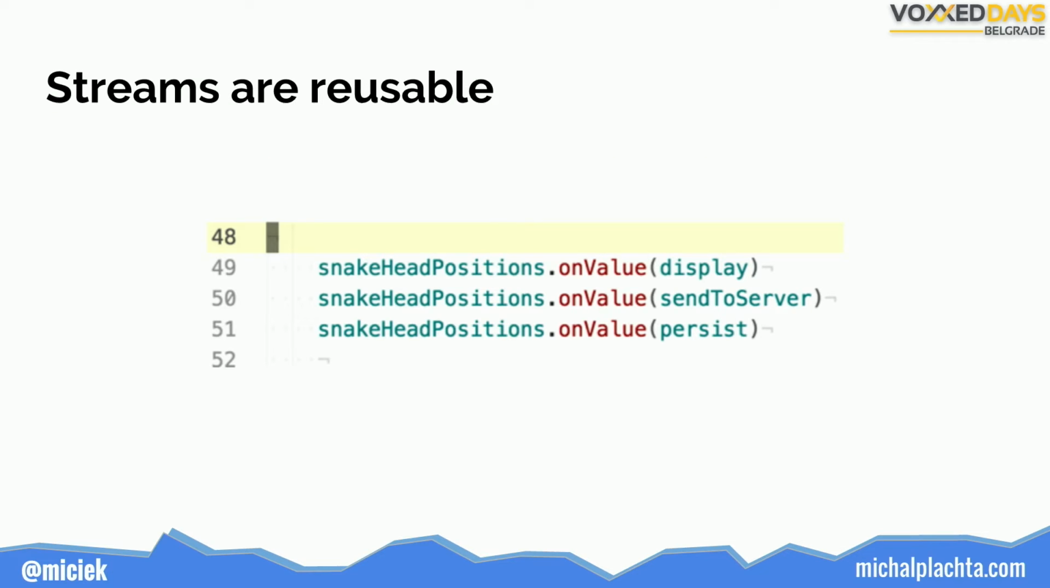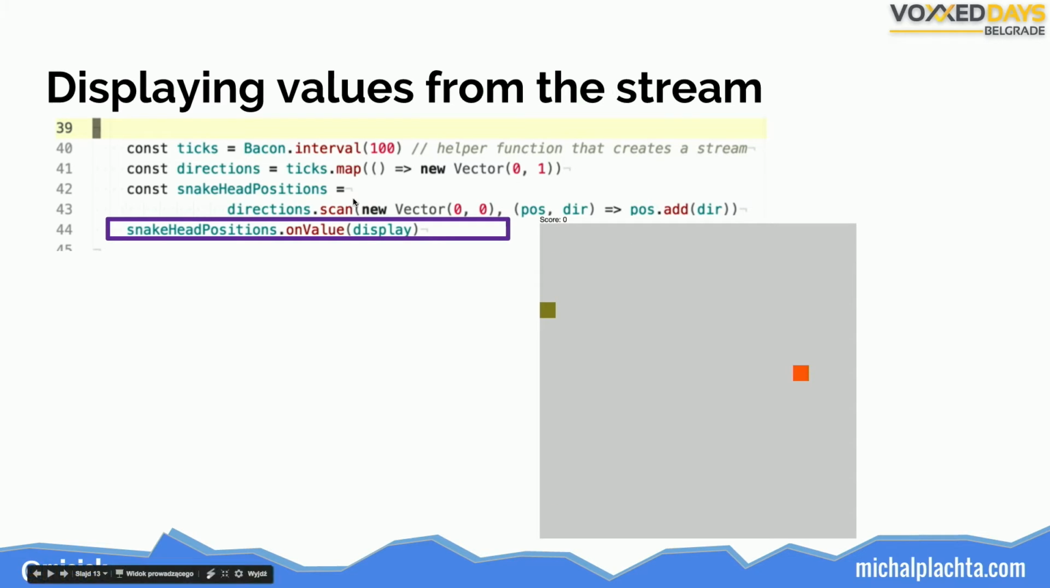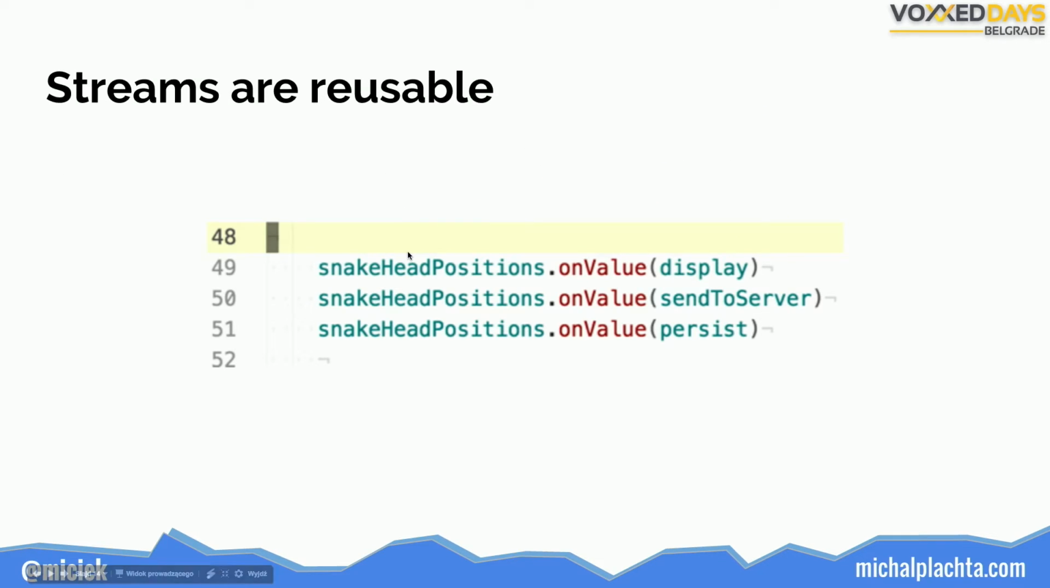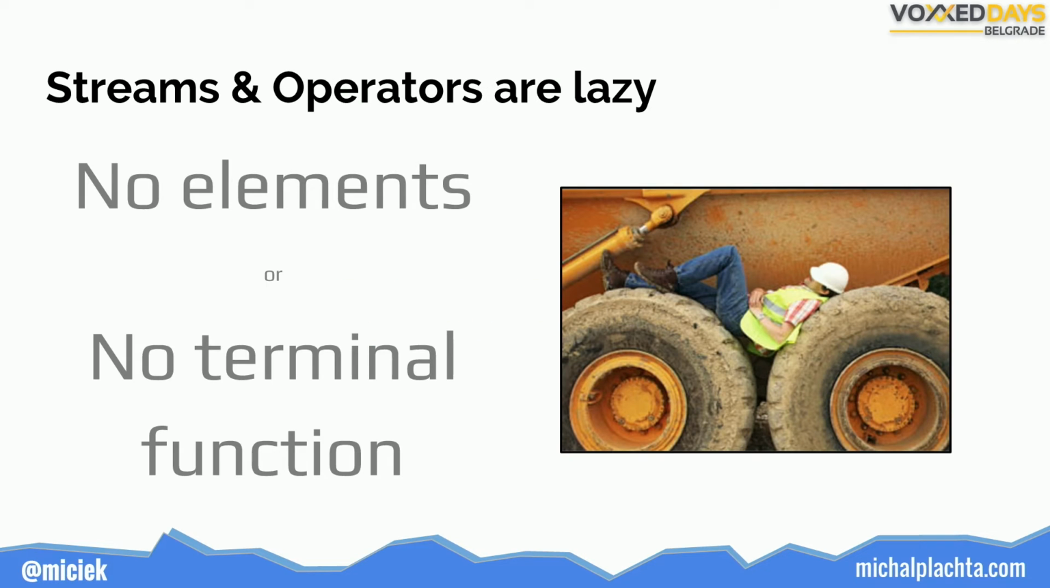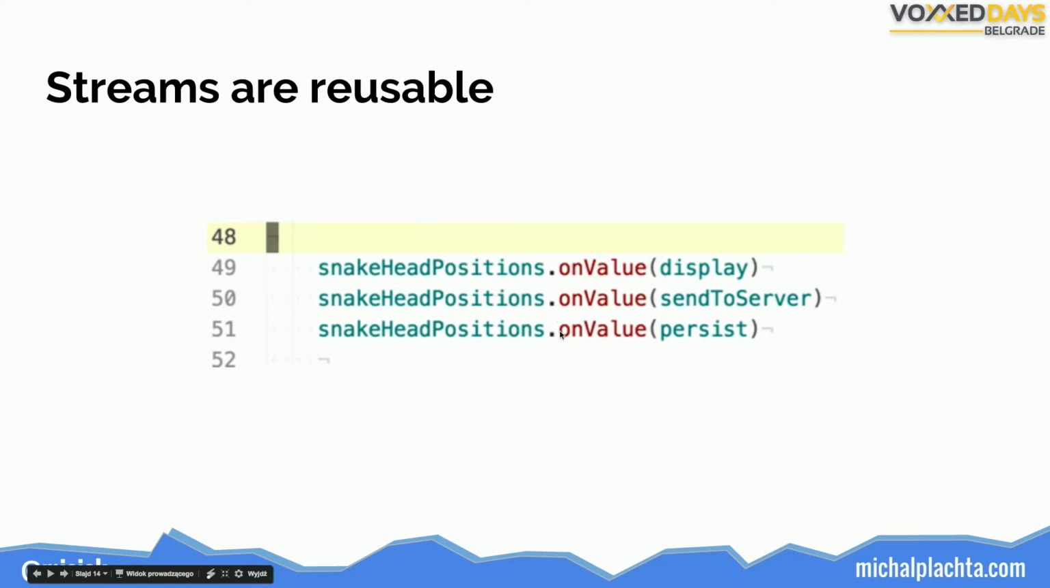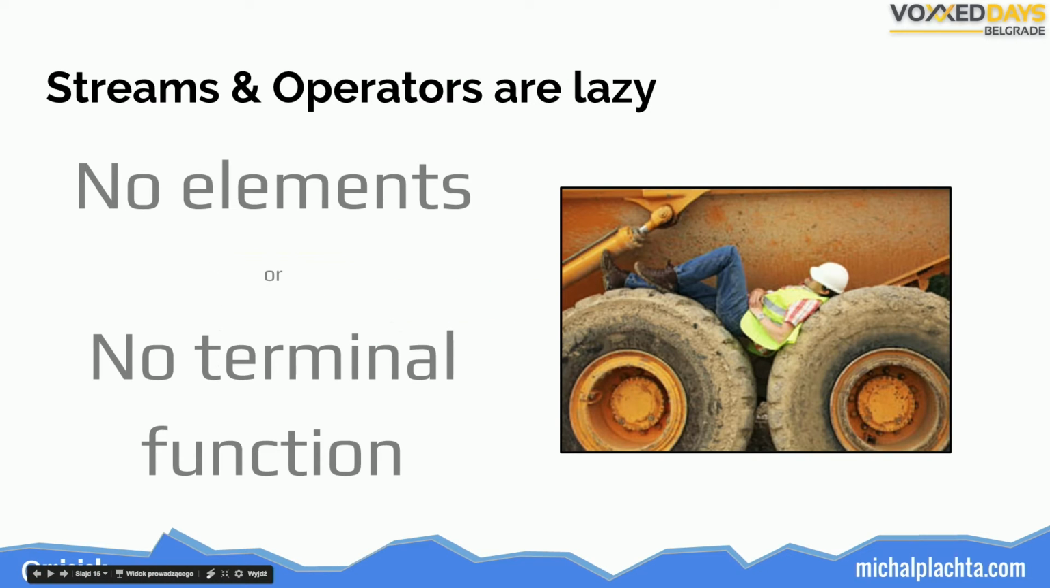Two things about streams that are worth mentioning right now. First one, streams are reusable. What we did here is we just displayed every value from this stream. But we can reuse the same stream, snake head positions, and for example, send the value to the server and persist it. And this all will work fine. And the other thing is that if there are no such terminal functions, because onValue is called a terminal function, or there are no elements at all, there will be no CPU cycles. So there will be nothing happening inside the streams.